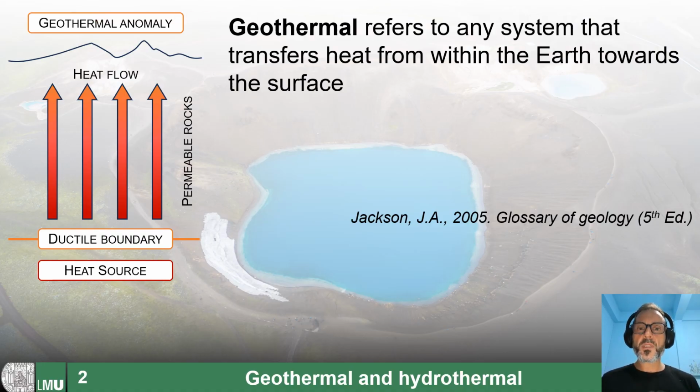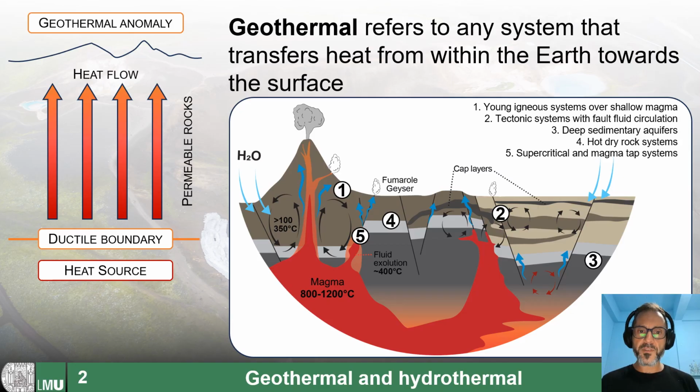Geothermal systems are common in high flow areas near plate boundaries and hotspots and can be classified mainly as five types. We have young igneous system over shallow magma, tectonic system with fault fluid circulation, deep sedimentary aquifer, hot dry rock systems, and supercritical and magma top systems. Intrusion-related systems are usually the hottest, while the extensional environments are the ones supporting extensive fluid circulation and good reservoirs.